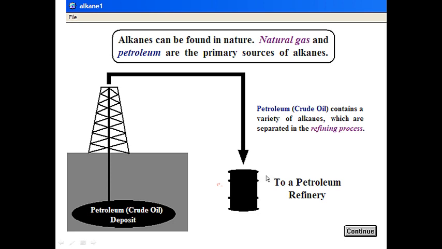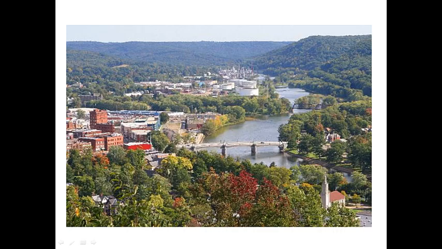Some of the petroleum is used for specialty chemicals, and the dregs of it, the stuff that's at the bottom that's really heavy molecular weight, can be used as asphalt that we use for paving roads. But you can't do anything with crude oil unless you send it to the refinery.